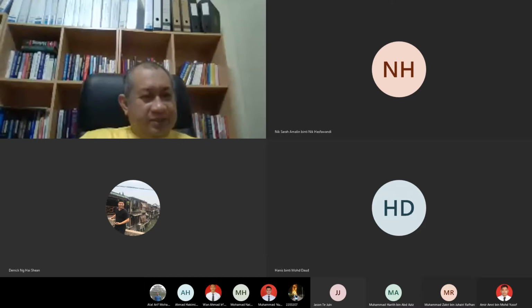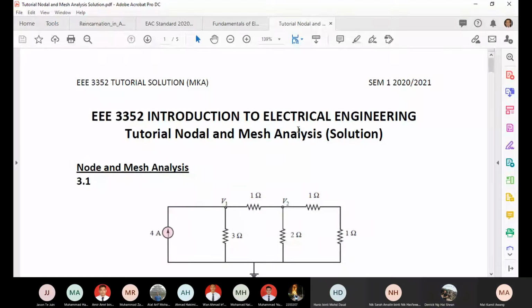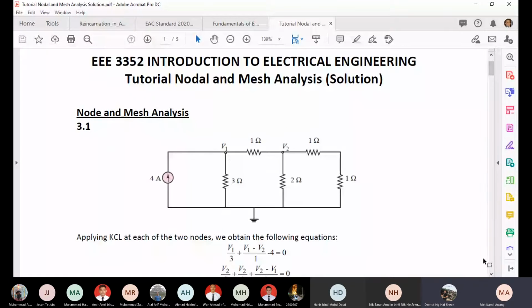I'm going to share the solutions. Okay, everybody can see this? So basically, this is the first question, right? You are given a circuit.